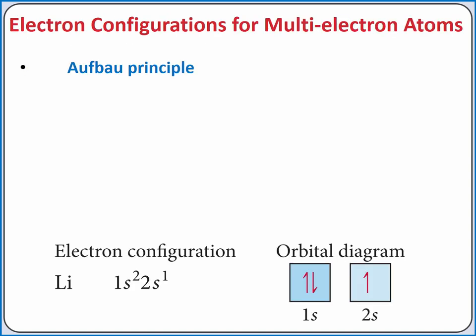After helium comes lithium, which has 3 electrons. According to the Aufbau principle, we can build up electron configurations for multi-electron atoms by putting their electrons in the lowest energy available orbitals. Our lowest energy orbital is the 1s orbital, which can hold 2 electrons. The next lowest energy orbital is the 2s orbital, so our third electron goes there. The electron configuration for lithium becomes 1s2, 2s1.